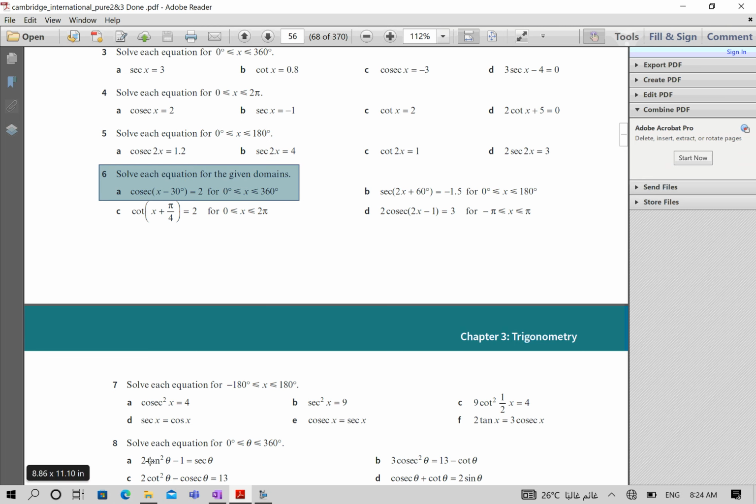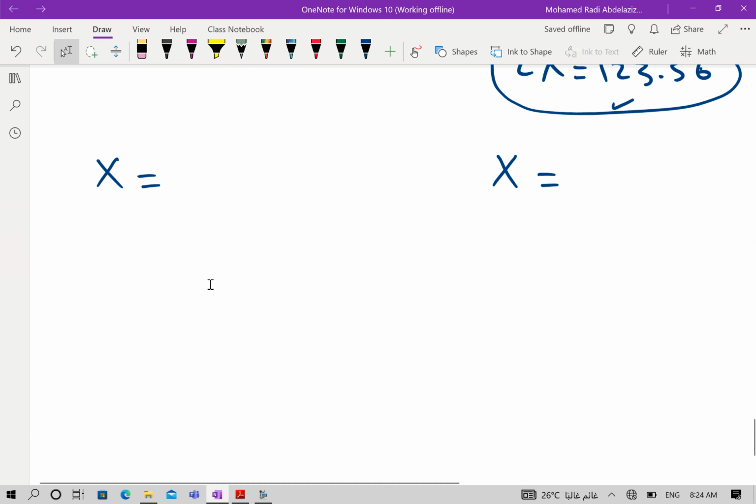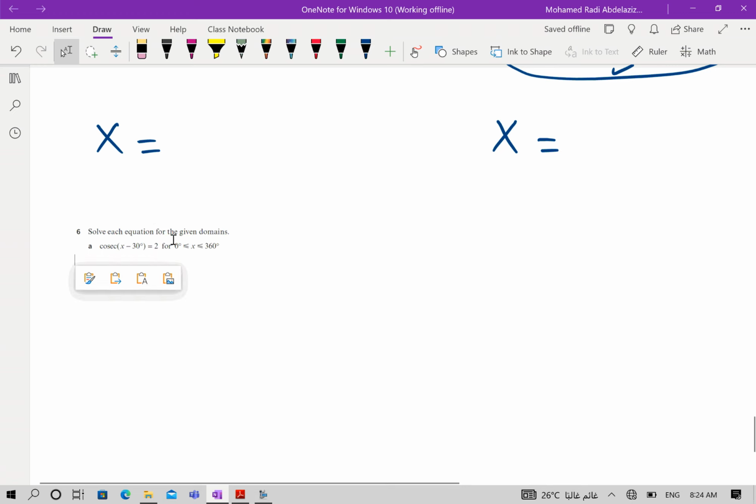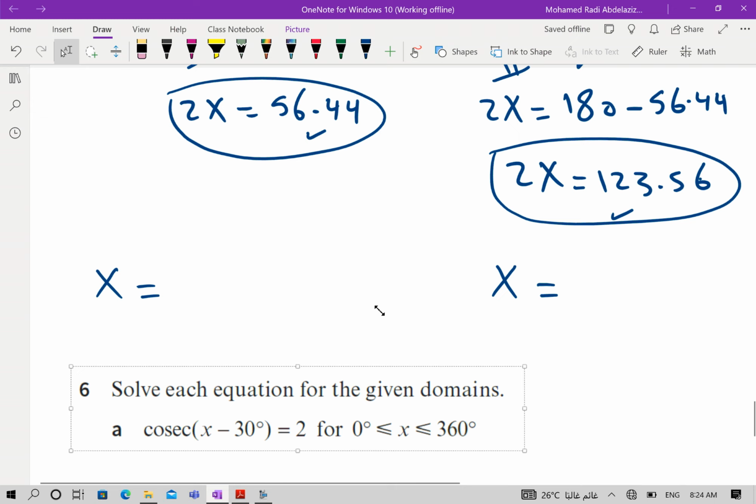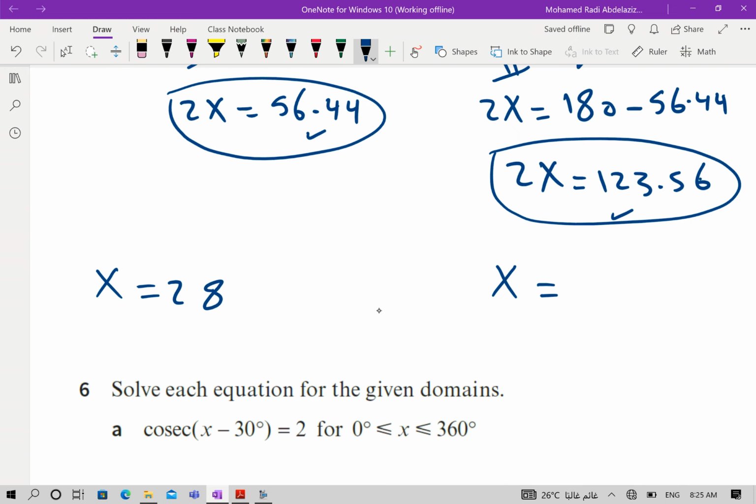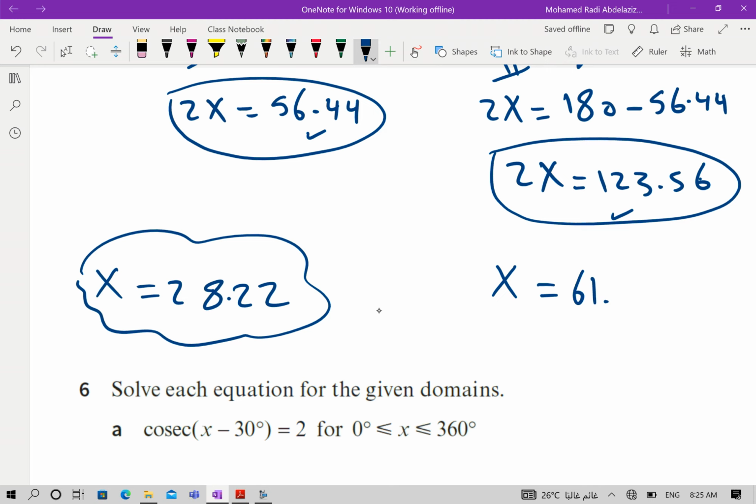I will solve question number 6, part A. Please, after dividing by 2, what's the solution for the previous one? Divided by 2 is 28.22. Second one, again? 78? Okay.